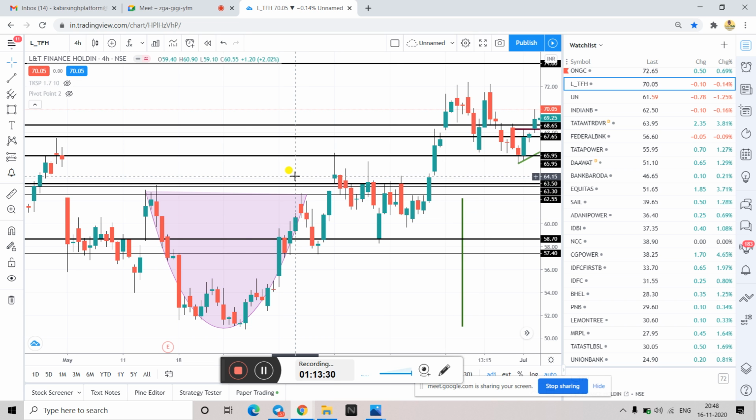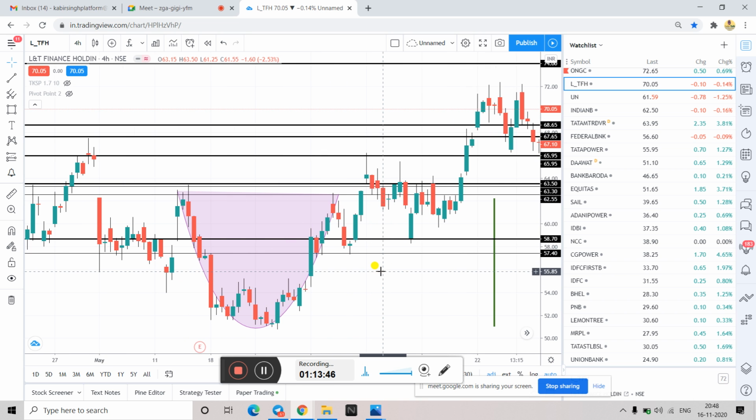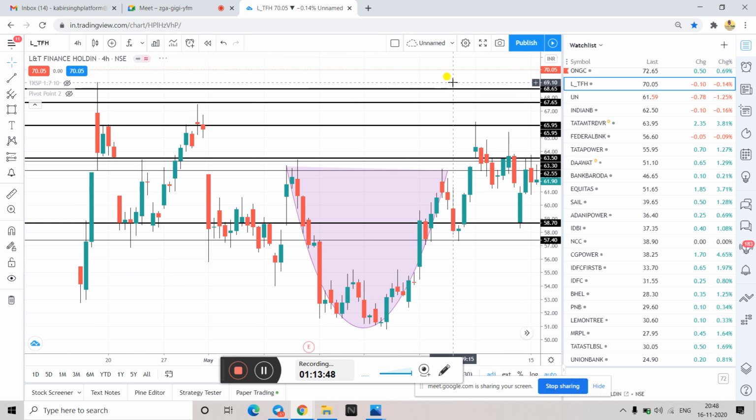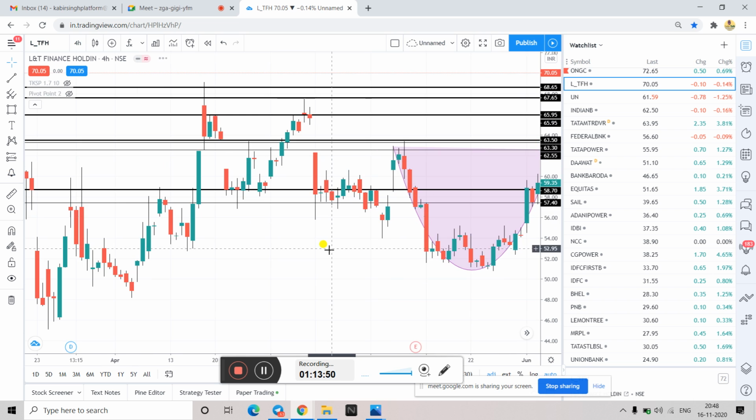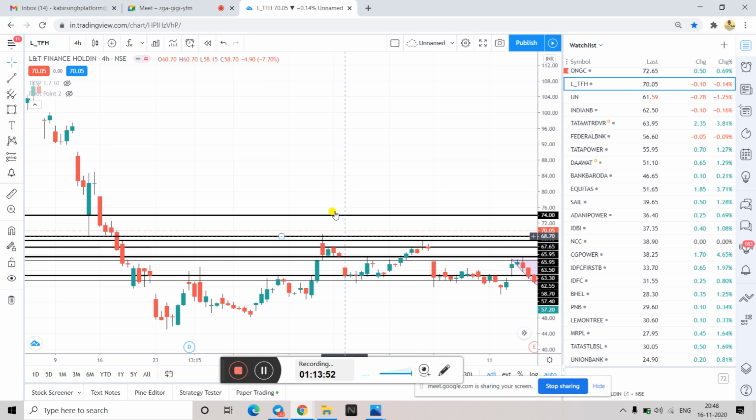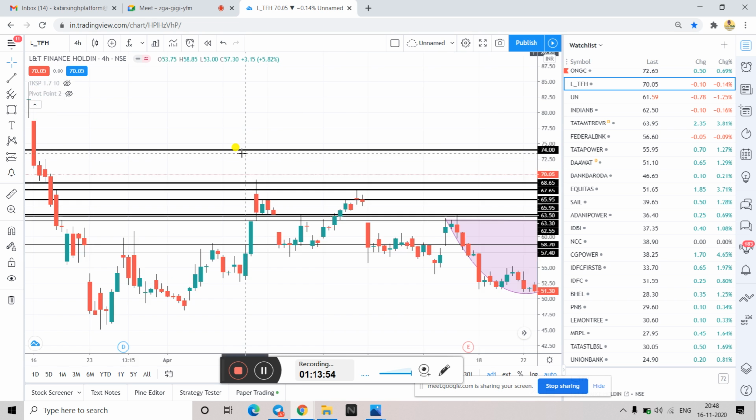In the case of the U pattern, just measure the area from here to here, and half of that is your stop loss. From here, the target will be the next resistance. Tomorrow we'll cover resistance. I think that will give you better clarity about the targets and all.